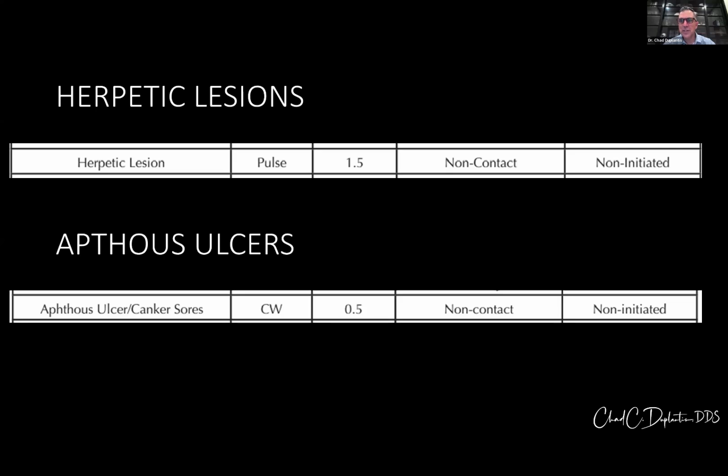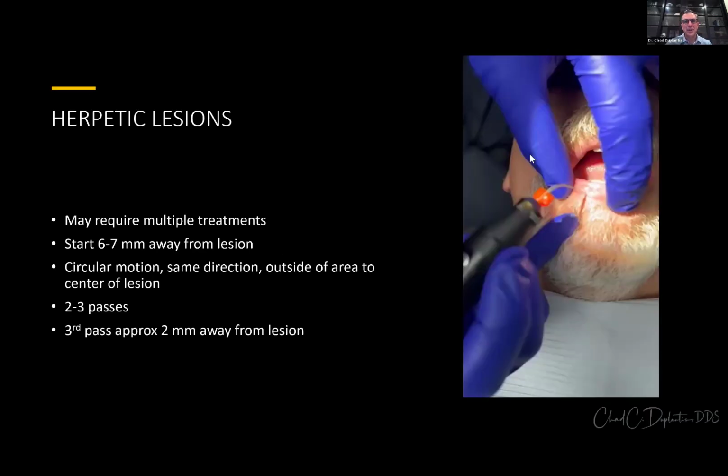The more you do of these, sometimes I just like to zap them with an initiated tip in a contact mode. So on aphthous ulcers, you can do contact or non-contact, and you're just going to find what works best for you. But for every herpetic lesion that we treat in our practice, we treat in a non-contact mode with a non-initiated tip at 1.5 watts. This may require a couple of treatments, but you want to do them a few days apart because you have a limited time. Once again, it's best done in the prodromal phase.